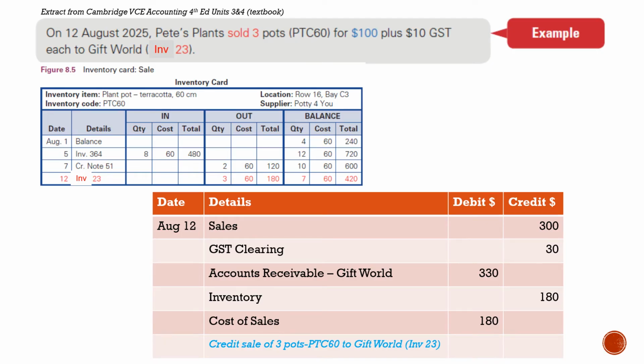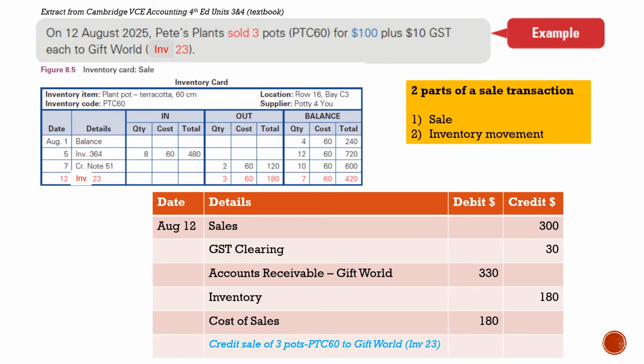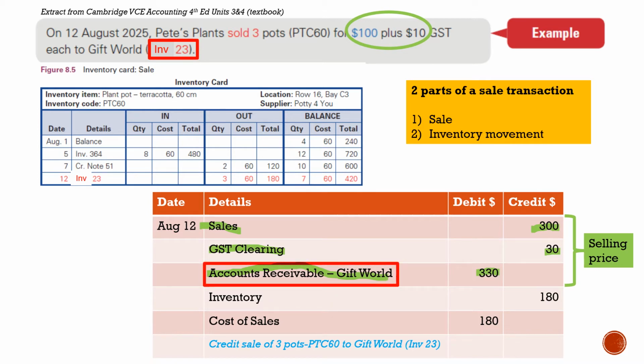When recording a sale of inventory, we need to remember the two parts of a sale transaction. Firstly, the sale itself, and secondly, the inventory movement. In this example here, 3 units were sold for $100 plus GST per unit. In the general journal, we record a credit of $300 to the sales account, a credit of $30 to the GST clearing account, and a debit of $330 to the accounts receivable account because this is a credit sale. And how do we know that this is a credit sale? It's because of the invoice number that has been given to us.